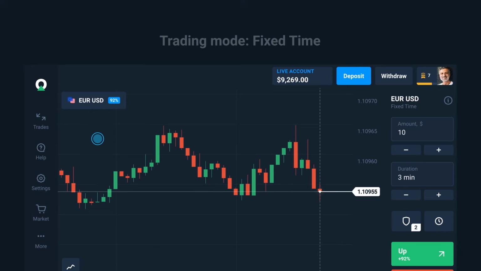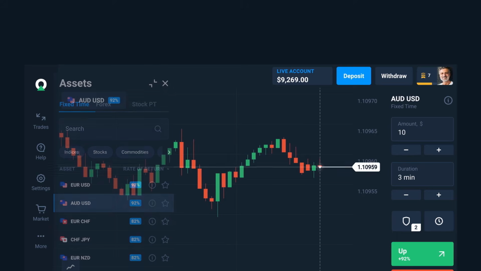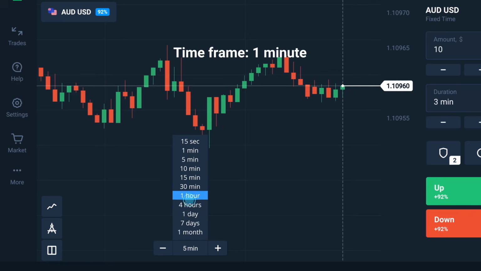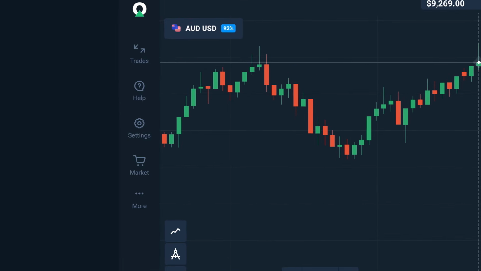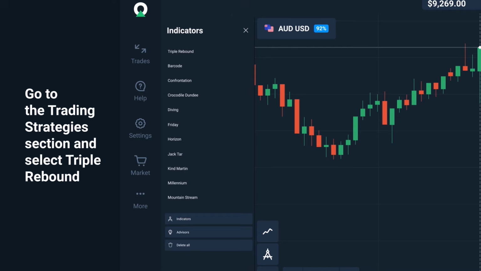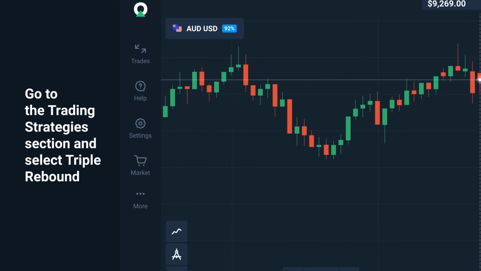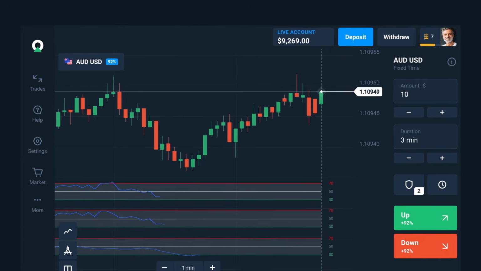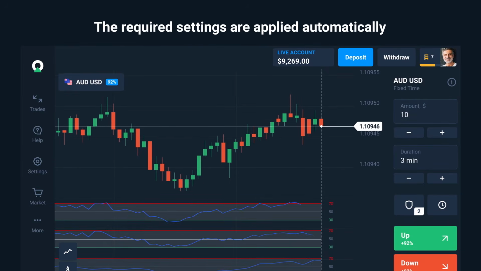In this example, we will open a chart for Australian dollar-US dollar currency pair in fixed time mode and set chart time frame to 1 minute. Let's now switch to the indicators section and select the Trading Strategies tab. We will use the triple rebound strategy. 3 RSI indicators have appeared below the price chart. The required settings are applied automatically.